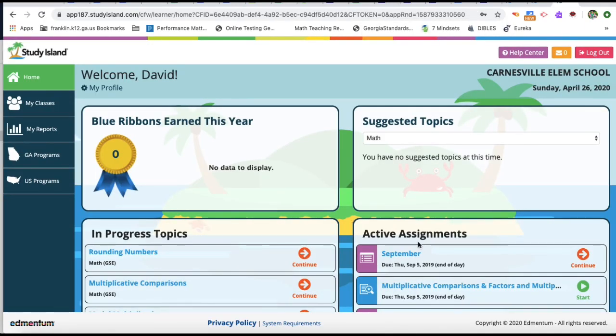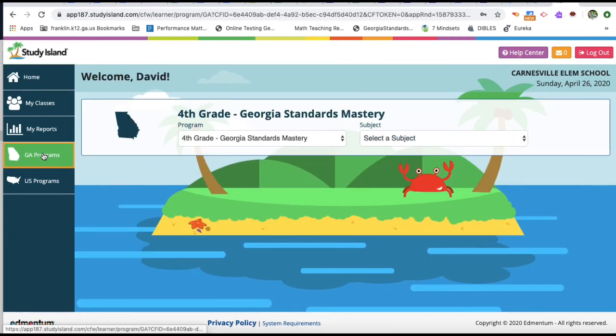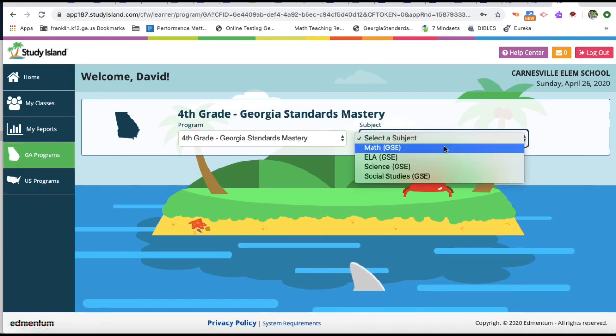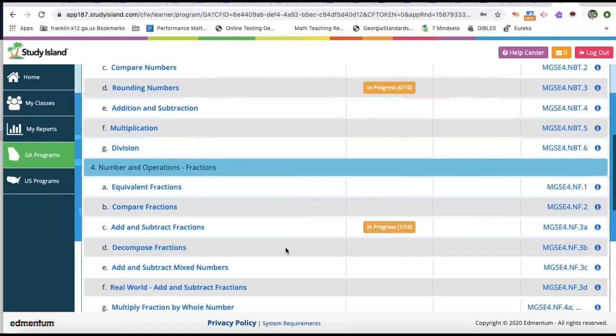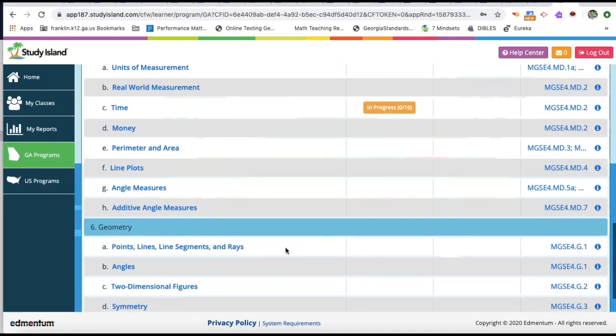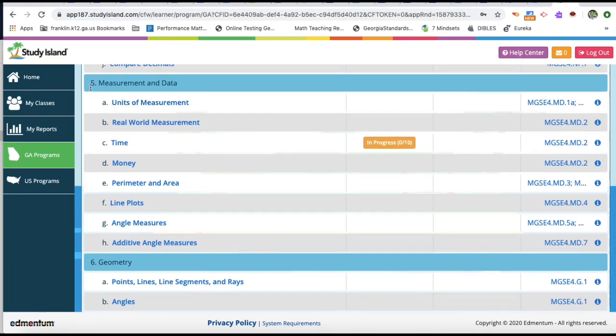The assignment today that we have for you, I want you to get to it a different way than we normally do. I want you to come over here to the side where it says Georgia Programs. You're going to click there. It defaults here to 4th grade Georgia Standards Mastery. For subject, you're going to click Math. And then you're going to scroll down here to 5, Measurement and Data. And the one that we want you to practice is Additive Angle Measures.